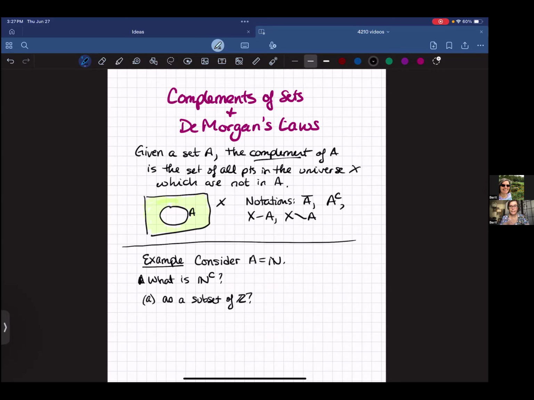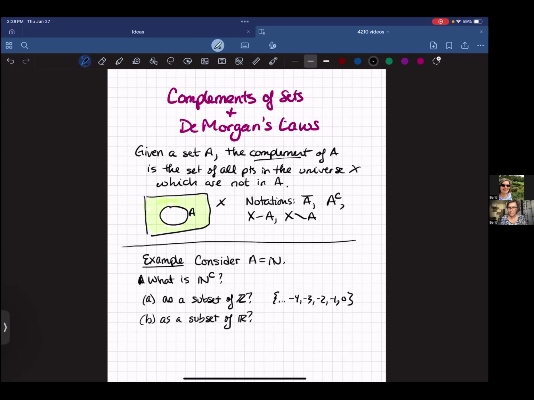So if I look at all integers, and then I think of my subset as the natural numbers, then the complement would be integers which are not natural numbers. And so that would be all of the negative integers along with 0.